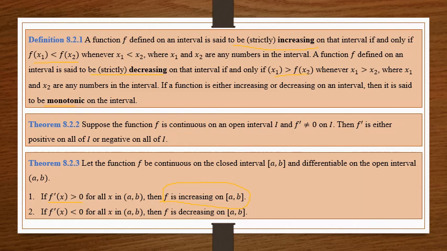And then, if f prime of x is less than, take note, less than 0 for all x in AB, then f is decreasing. Okay, so if yung first derivative naman natin is negative or less than 0 siya, then we can say that the function f is decreasing on that closed interval AB.